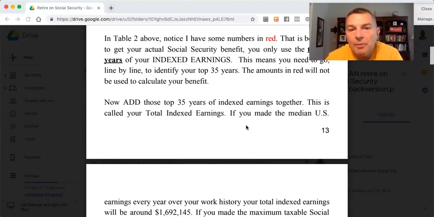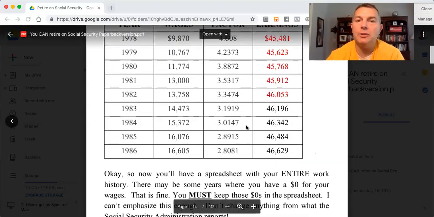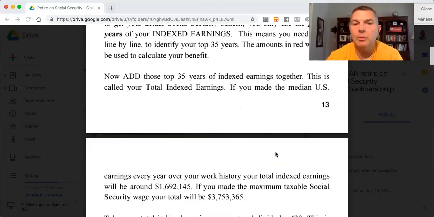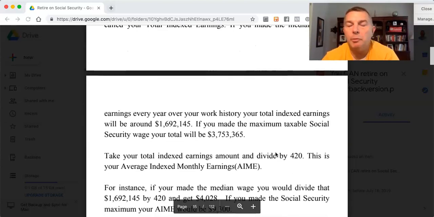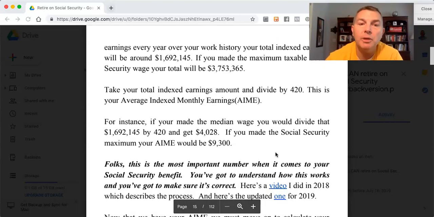Now add those top 35 years of indexed earnings. This is called your total indexed earnings. So again, you're adding your top 35 years of indexed earnings, all right? And we'll show you a table here. If you made the median U.S. earnings every year over your work history, your total indexed earnings will be around $1.692 million. If you made the maximum taxable Social Security wage, your total would be $3.753 million.